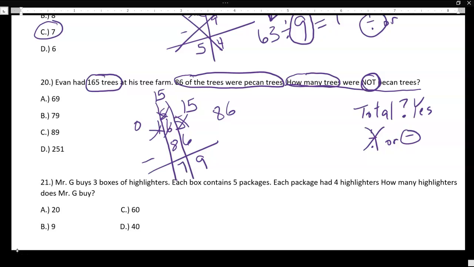79. Our answer is B. B as in boy. Okay, this is the last one on this page, number 21.